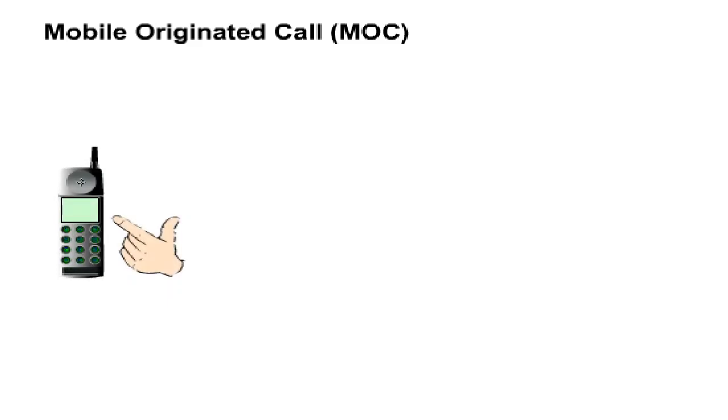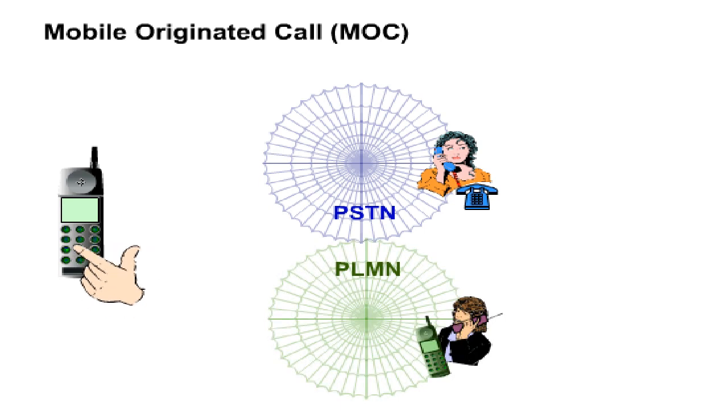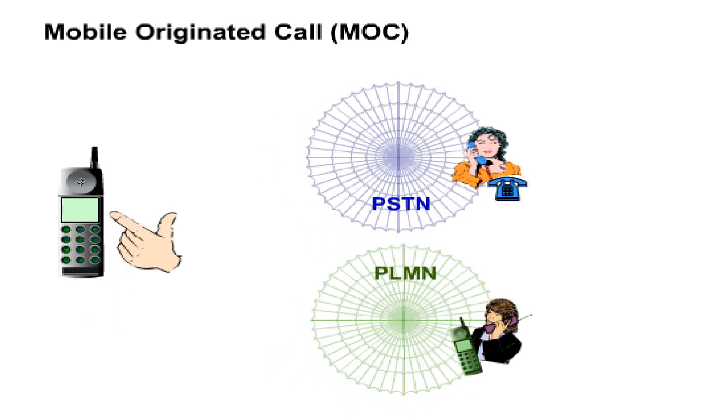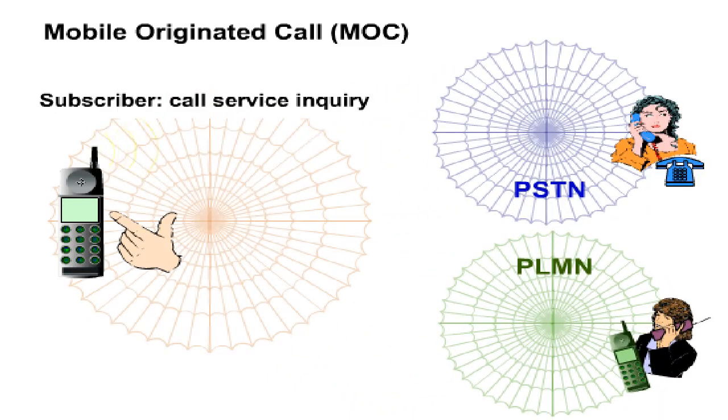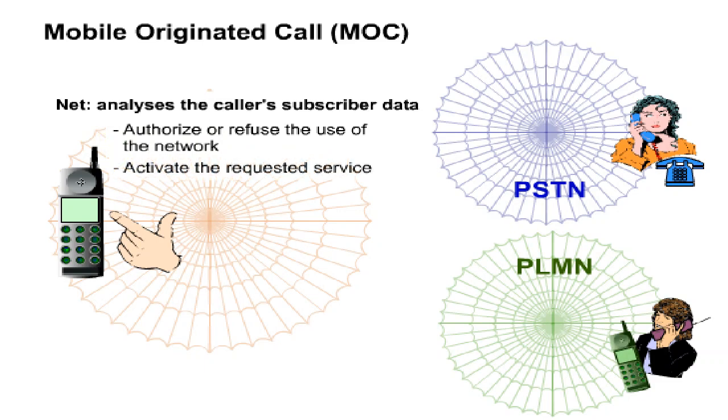We refer to a Mobile Originated Call, or MOC, when a mobile telephone subscriber calls a subscriber on the Public Switched Telephone Network, PSTN, or on a Public Land Mobile Network, PLMN. The mobile caller dials a number. This means he starts a call service inquiry in the net where he's currently a visitor. Then the net analyzes the caller's subscriber data to do three things: to authorize or refuse the use of the network, to activate the requested service, and to route the call.